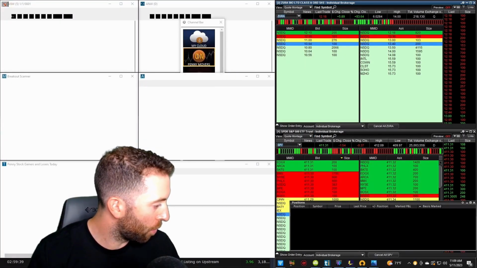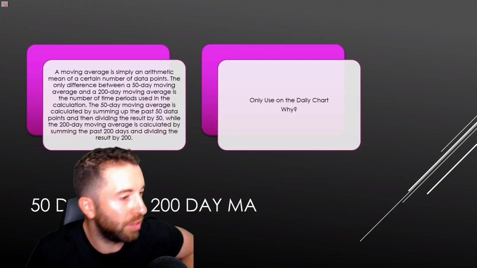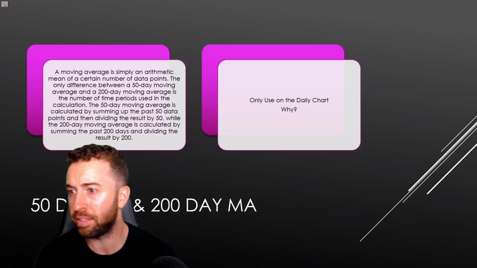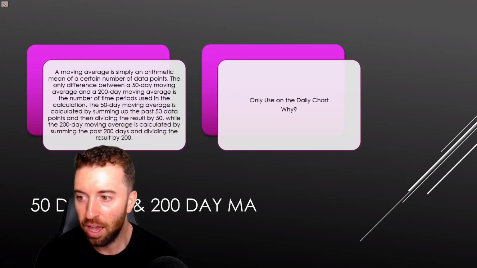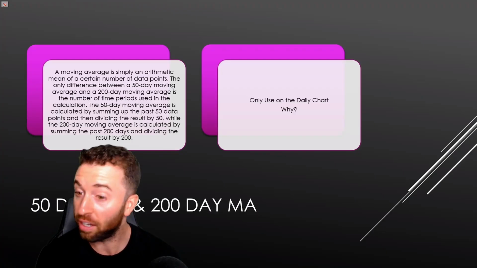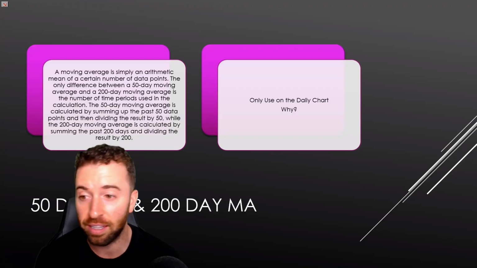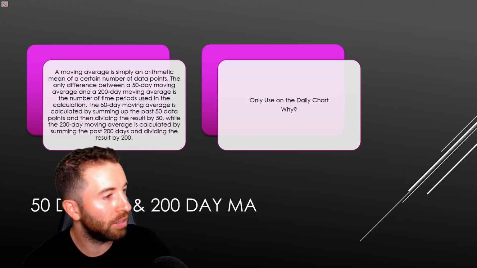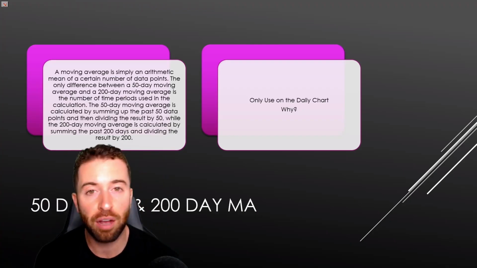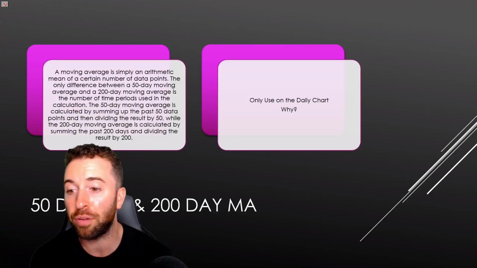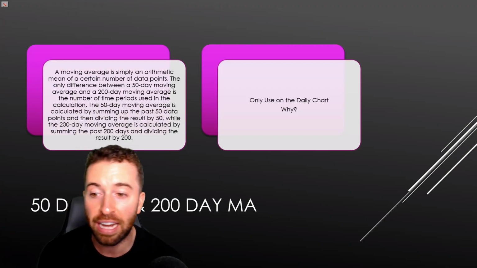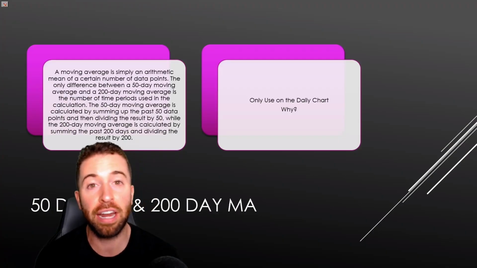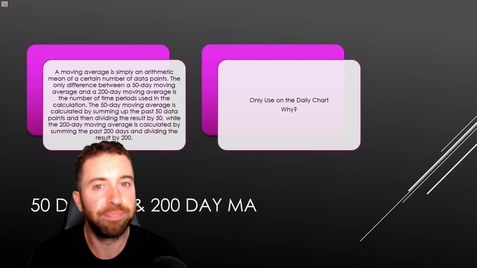The first one is going to be talking about the 50-day and 200-day moving average. Now, what is a moving average? Well, a moving average is a simple arithmetic mean of a certain number of data points. The only difference between a 50-day moving average and a 200-day moving average is, you guessed it, the number of time periods used in the calculation. One uses a 50-day, one uses the 200-day. Now, I know this can sound confusing, where the 50-day moving average is calculated by summing up the past 50 points and then dividing it by 50, while the 200-day moving average is calculated by summing the past 200 points and dividing the result by 200. You don't need to know any of that.